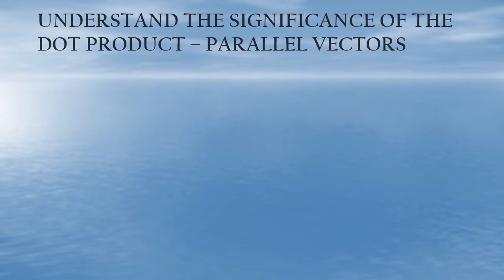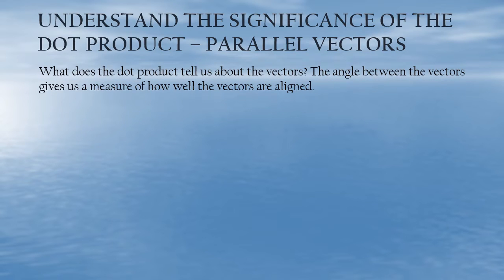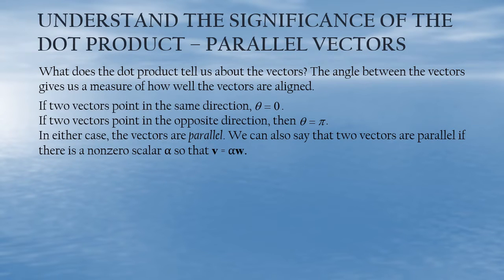So now that we've done all of that, let's talk about the significance of the dot product. And the first thing we're going to look at are parallel vectors. So what does the dot product tell us about these vectors? Well, the angle between the vectors gives us a measure of how well the vectors are aligned. If two vectors point in the same direction, then the angle between them would be 0. And if two vectors point in the opposite direction, then the angle between them is pi. In either case, the vectors are parallel. We can also say that two vectors are parallel if there's a non-zero scalar, alpha, such that vector v is equal to alpha times w.